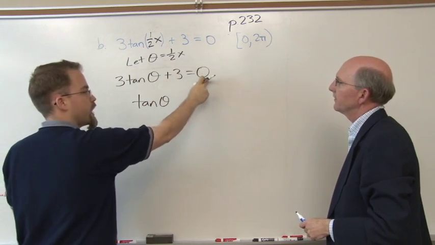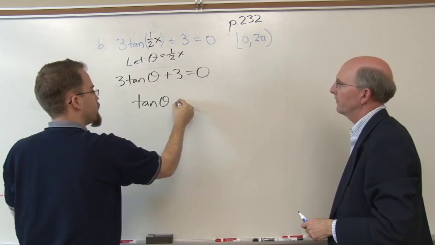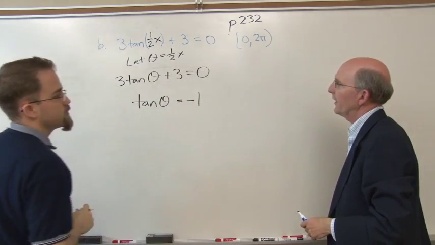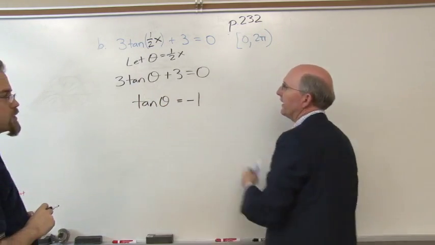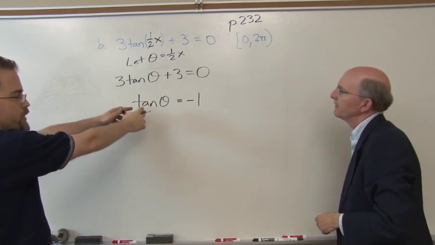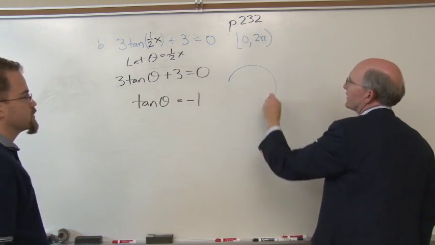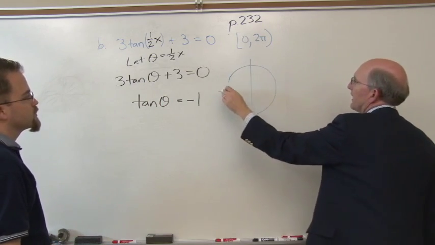Move the 3 to the other side where it's negative. Divide by 3. It's -1. Very good. So when you have a single function, you can isolate it and then solve it from there. And now we need our unit circle. Let's grab the unit circle.